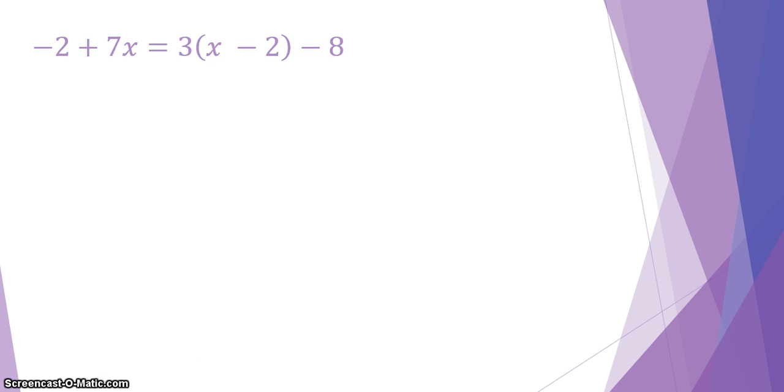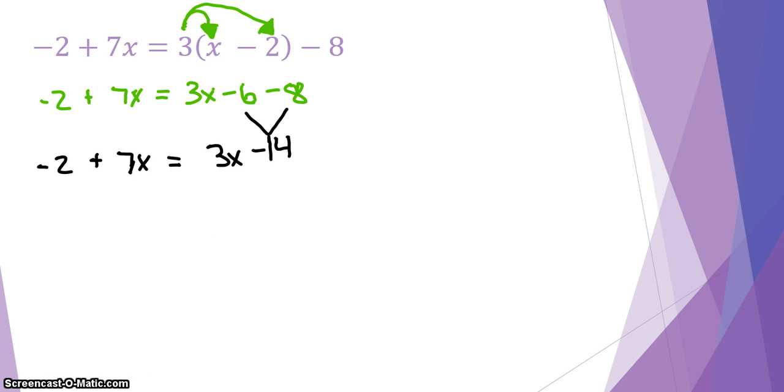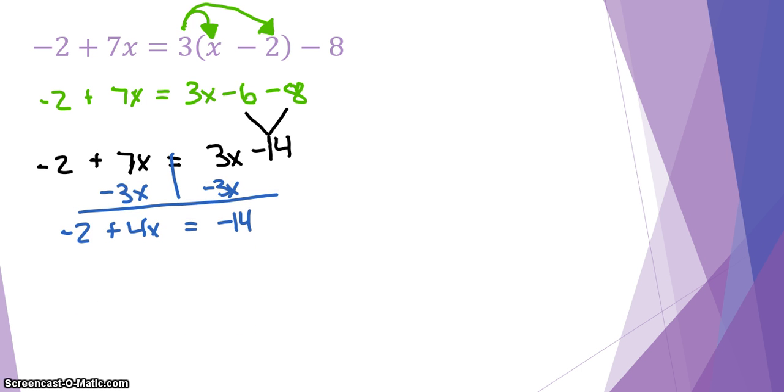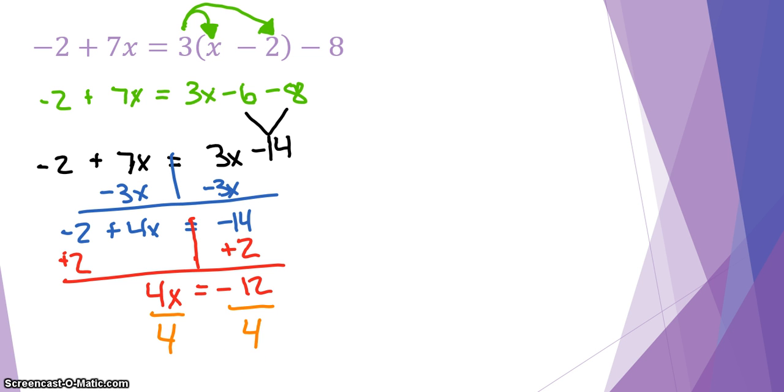To start off with this equation, you need to distribute. Next, you want to combine -6 and -8 to get -14. Then, you want to subtract 3x on both sides so that all of the x's are on the left. Then, you want to add 2 on both sides so that all of the constants are on the right. Divide by 4 to get x equals -3.